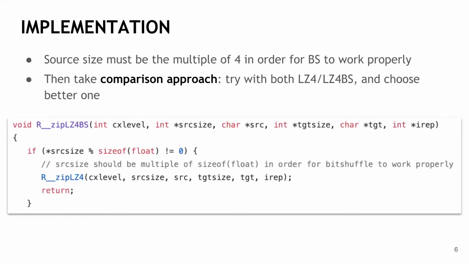And next, I'd explain the implementation of Bitshuffle in ROOT. First, Bitshuffle will be applied only when the size of the source data is a multiple of 4, in order for Bitshuffle to work properly. After that, we take a comparison approach to use the full potential of Bitshuffle, which means we try to compress input data with both LZ4 and LZ4BS, and then choose the better one. You may wonder this approach needs much computation and compression speed can become very bad. However, it was not the case. I'll explain about it in later slides.